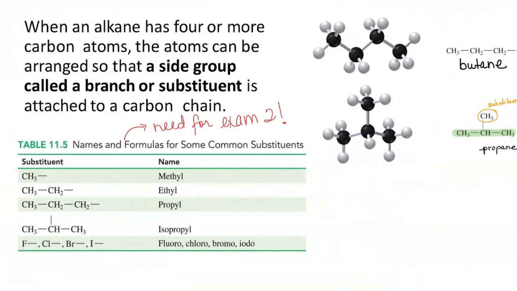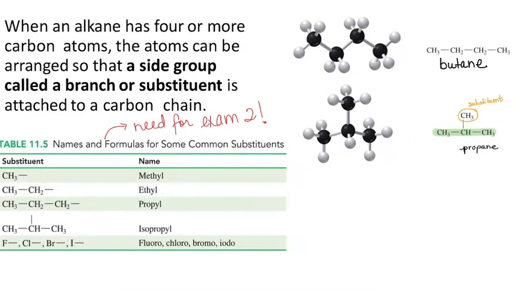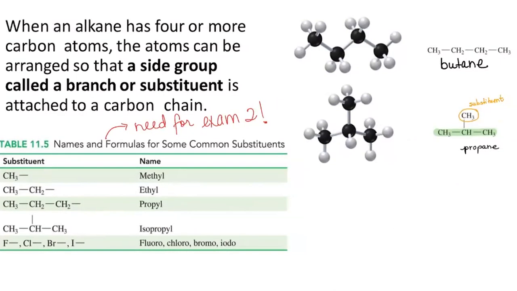So to symbolize that we have a branch, we put that before the longest chain of carbon. So we say, I have a methyl group within my propane. And then we give it a location. If I number this 1, 2, 3, then I can say, at carbon 2, I have a methyl group within my propane, the longest chain, okay?